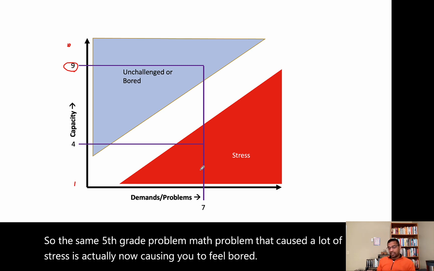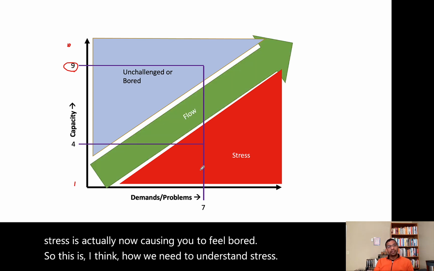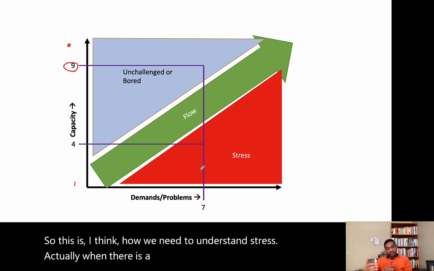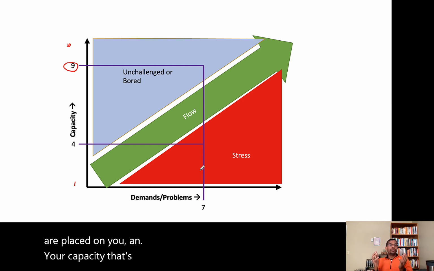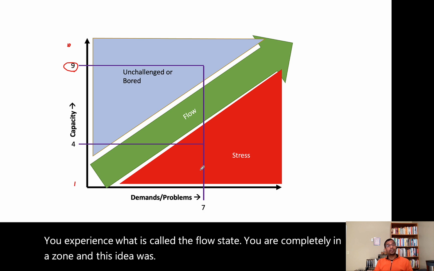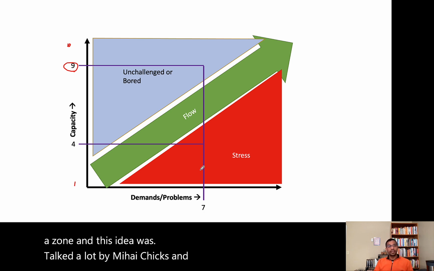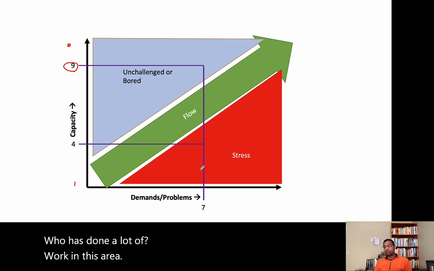So this is, I think, how we need to understand stress. And actually, when there is a proper match between the demands that are placed on you and your capacity, that's when you experience what is called the flow state. You are completely in a zone. And this idea was talked about a lot by Mihaly Csikszentmihalyi. He's a researcher who has done a lot of work in this area. So that's the time when you are in a state of flow. You are completely in the zone.